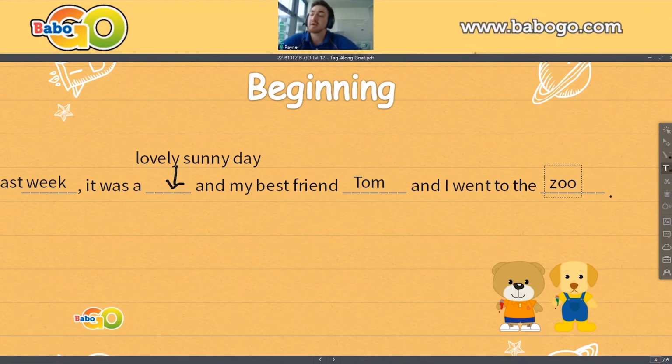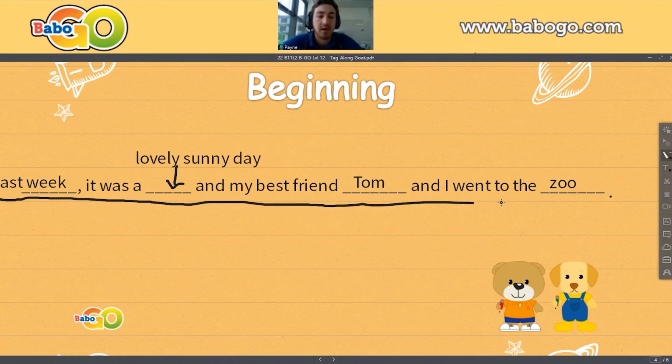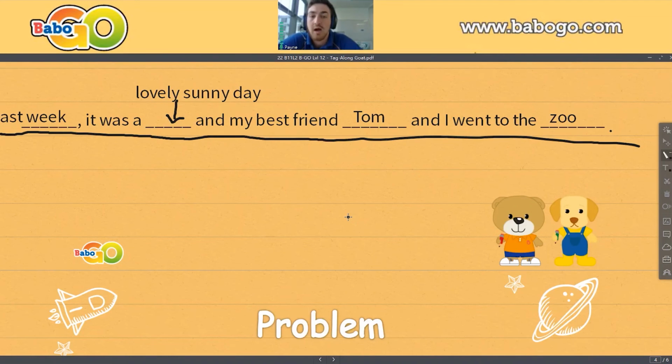Excellent. So again, after they've finished and you fill in the gaps in the sentence on the screen with the student's help, they should now use this to check their work and make any corrections they may have missed. After completing the sentence, again, we're just going to have the student read it one time. So ready, 1, 2, 3. Last week it was a lovely sunny day and my best friend Tom and I went to the zoo. Excellent. Again, so they're reading it, not you. And then you're just going to move on to the next section.